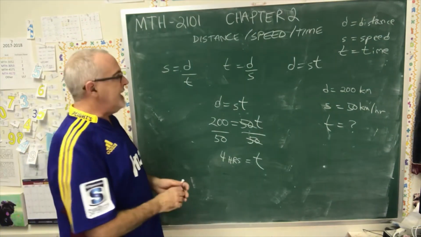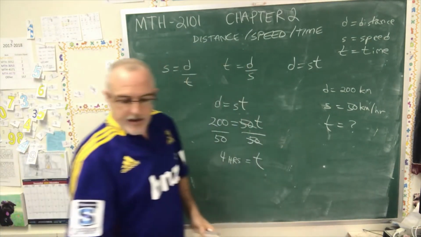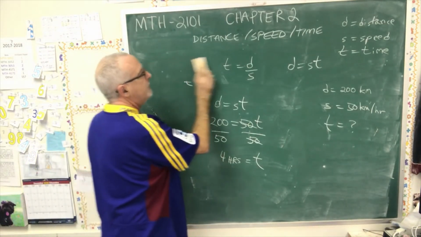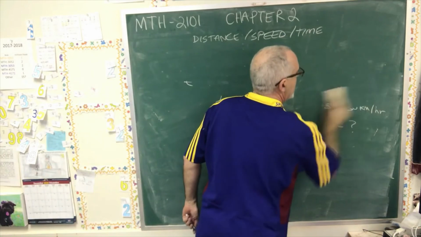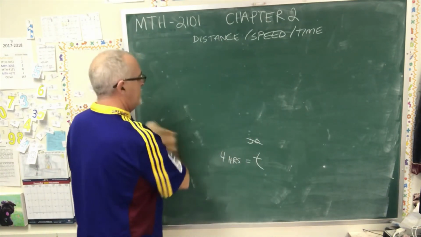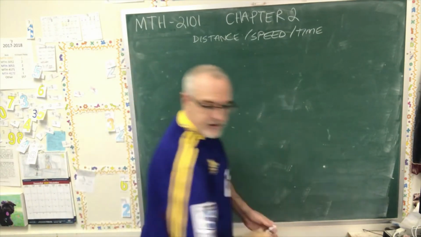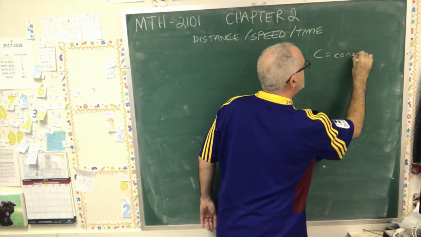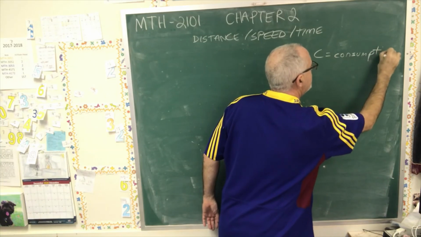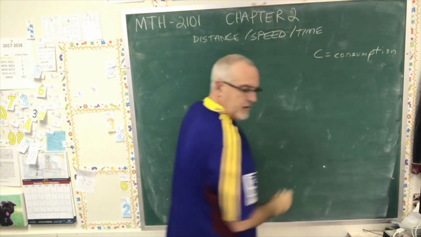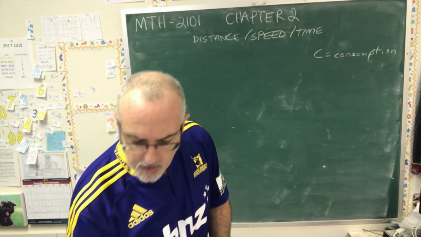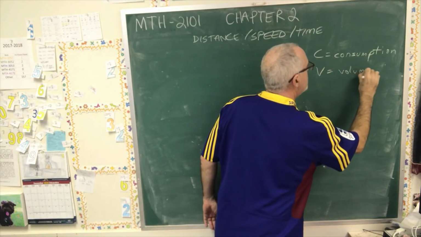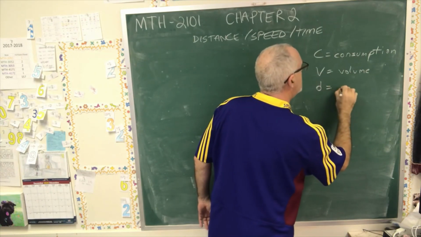Now let's look at gas consumption. The gas consumption situation can also be expressed with a little formula. And it's really not very different from the one we were just working with. Consumption, I'll say C equals consumption. Consumption is equal to V over D. V is equal to volume, and D is equal to distance.